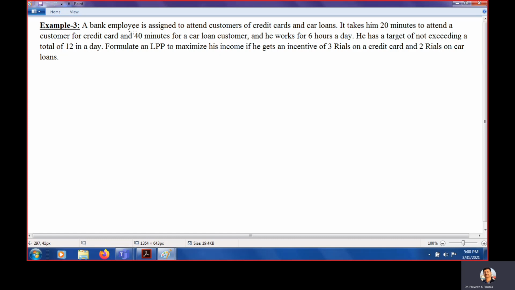A bank employee is assigned to attend customers. If we go to a bank, definitely one employee from the bank immediately comes to you and asks, what do you want? You want to open an account? You want a debit card? You want a credit card? You need a car loan? What do you need? Clear? So there was a bank employee, and this bank employee was doing two jobs. One, he was talking about the credit card and the other, the car loan. So there are two things. Clear? Credit card and car loan.